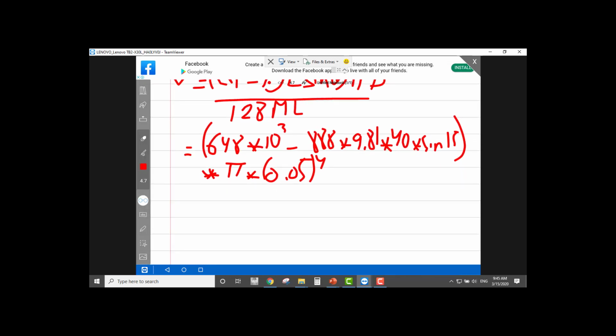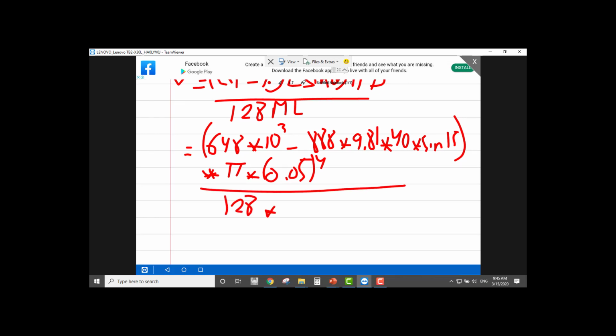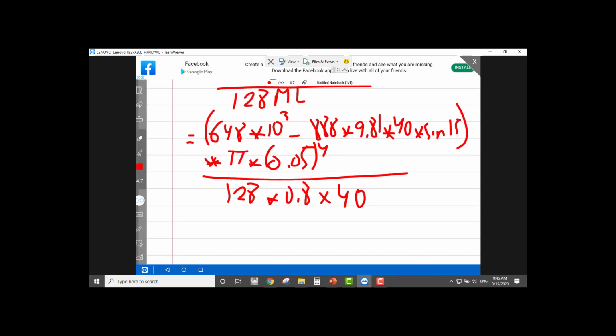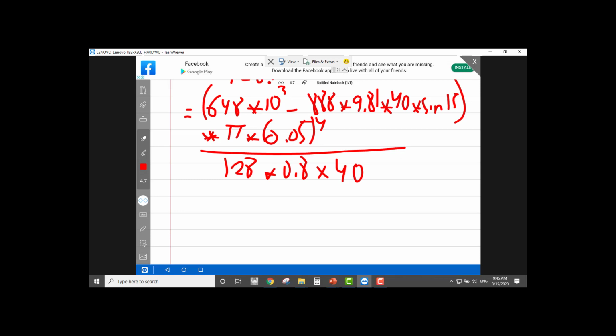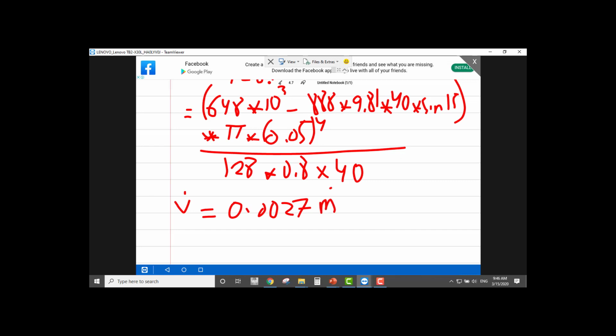All of them divided by 128 multiplied by 0.8 multiplied by 40. And this is equal, V dot for part B, to 0.0027 meter cube per second. So this is part B.